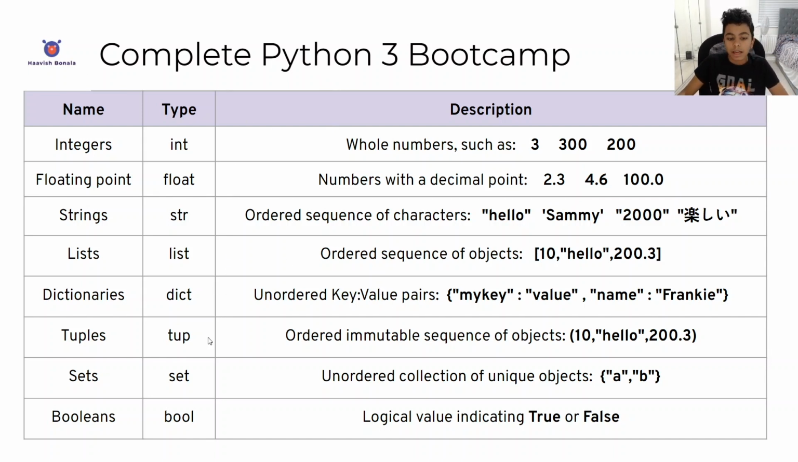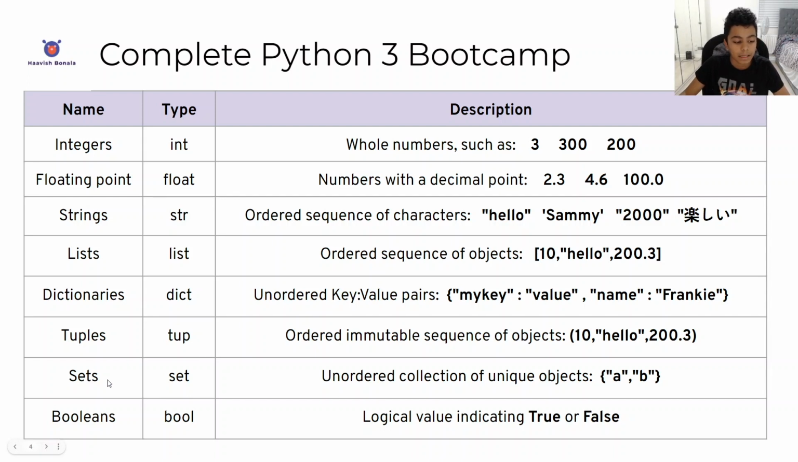Okay, and then you also have tuples, which are basically ordered immutable sequences of objects, basically lists, but they're immutable. Immutable basically means that you can't edit or change it after you have declared it. When we talk about tuples, we'll go in depth about immutability.